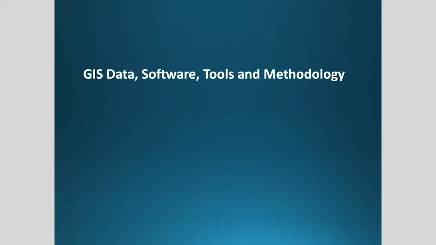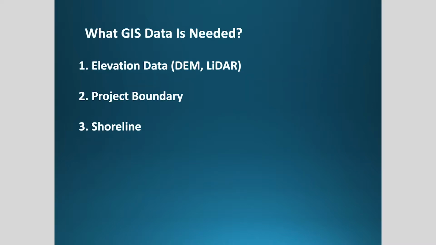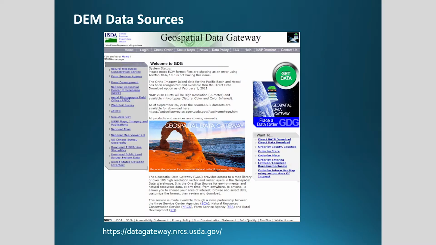So the first thing you do with any GIS is try to find data. It's not always easy to do. It's pretty good in the US, but you need software to run this stuff. We're going to talk about some tools within the GIS and some of the methodology. In this particular exercise, we need three different things. We need elevation data, either DEM, which is what this manual asks us to do, but there's LiDAR available as well. We need a project boundary of some sort to do some clipping operations, and a shoreline to know where to start this process.